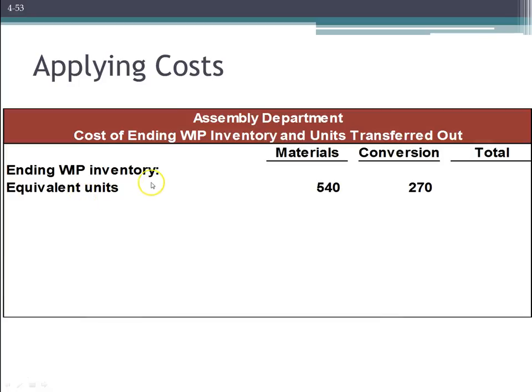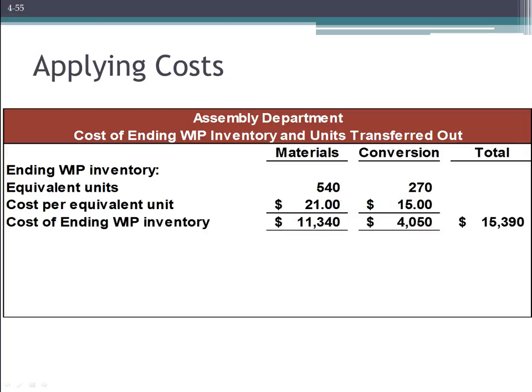Step 1, of course, is just to list out the equivalent units of production, which were 500, and this is in ending work in process inventory, right? With respect to materials, it was 540. With respect to conversion cost, it was 270. That's the ending work in process. We're going to multiply those out by their cost per equivalent unit, and then we total that up, and that would be the total cost of ending work in process inventory for Department A.